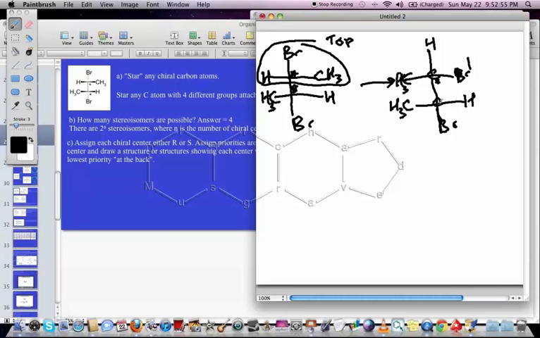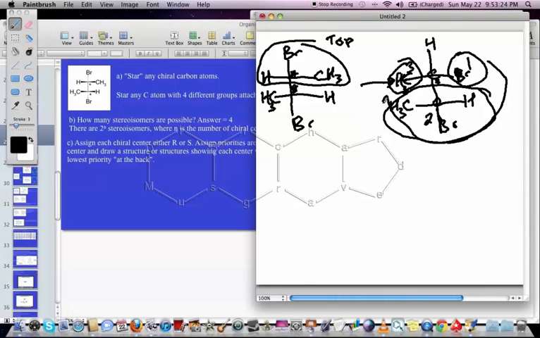Next, we look at this C. So we've got a C. The highest priority group attached to this C is a Br. The highest priority group attached to this C is an H. This group wins. So that's priority 2. And this here will be priority 3. Now each of these is considered a group attached to the chiral center. 1, 2, 3. So when I do the order, I find out that it's clockwise. So the top chiral center will be assigned R.